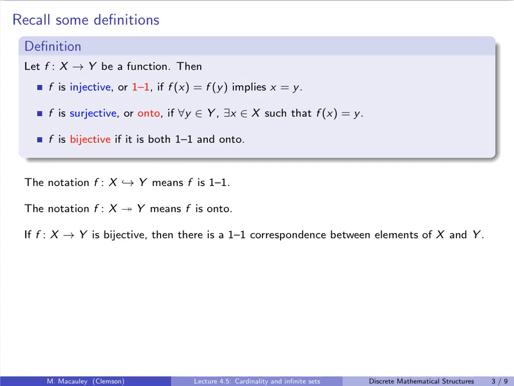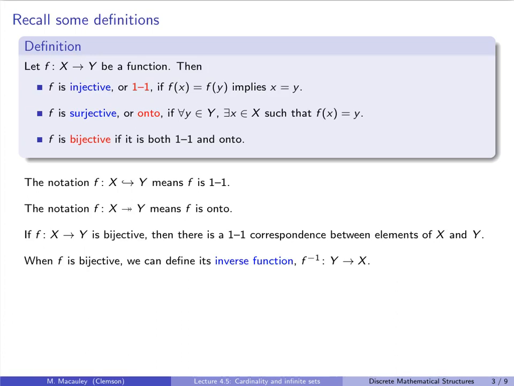Now, if f is bijective, something that I said last lecture, but I want to emphasize, that really means that there's a one-to-one correspondence between elements in X and elements in Y. So everything in X has a corresponding buddy in Y. So everyone can reach out and shake their hand, and vice versa. So this really means that there are the same number of elements in X and Y.